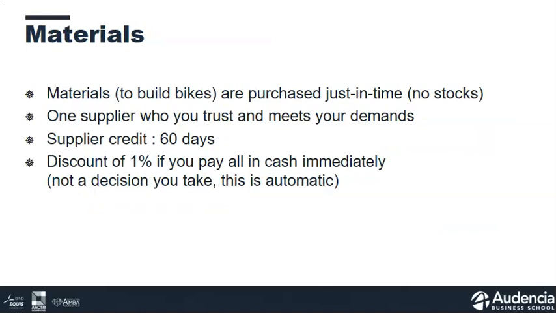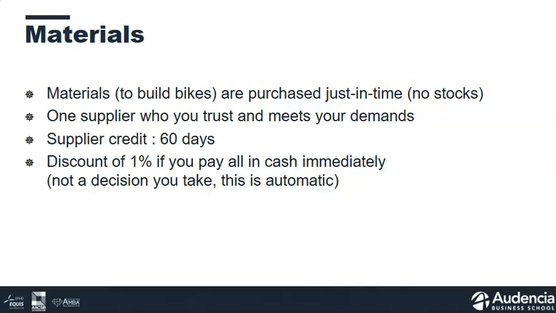Materials to build the bikes are purchased just in time. You don't have any stocks of steel tubing or chains or whatnot, or rubber tires. You have a supplier that you trust, and they're able to meet your demands for just-in-time production.